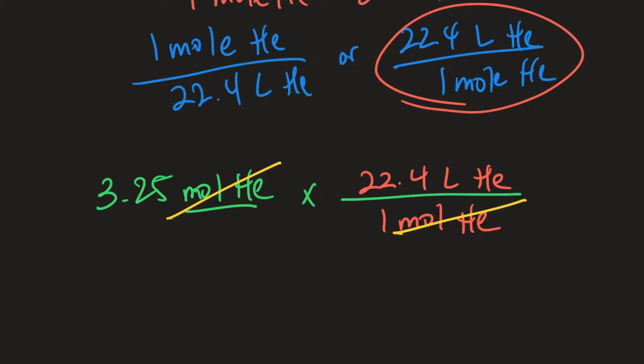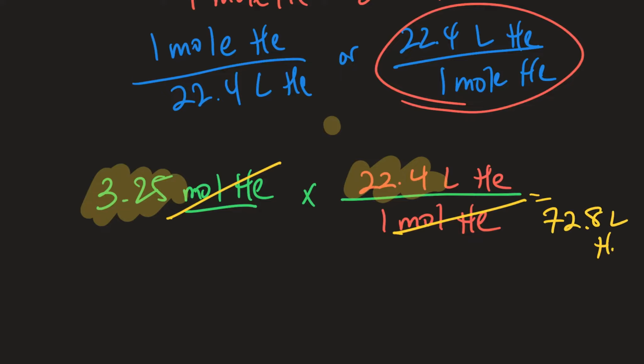Okay, and then we could simply just do the math itself. When you type this into the calculator, you will see that you have 3.25 times 22.4. And when you put this in your calculator correctly, hopefully you should get 72.8 liters of helium. So that's basically what it occupies.